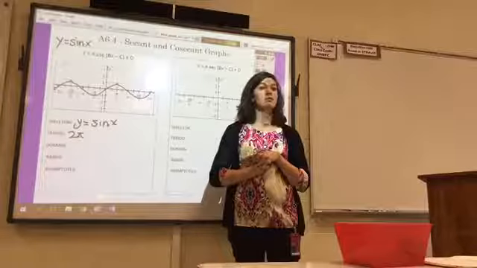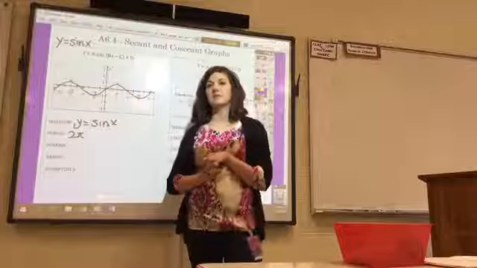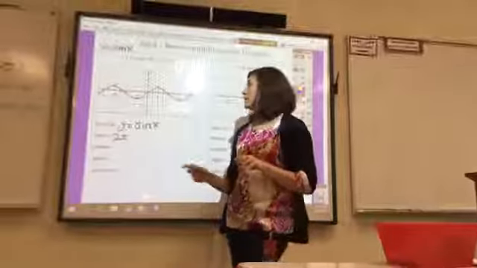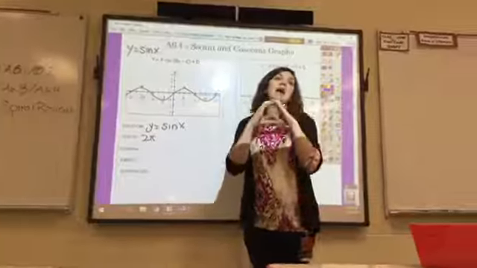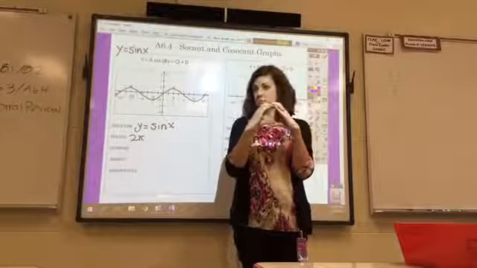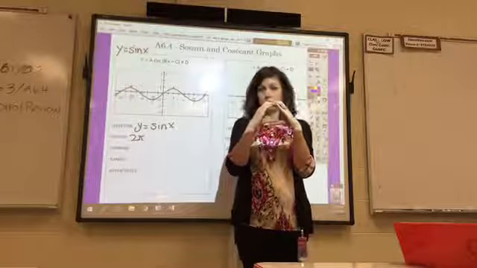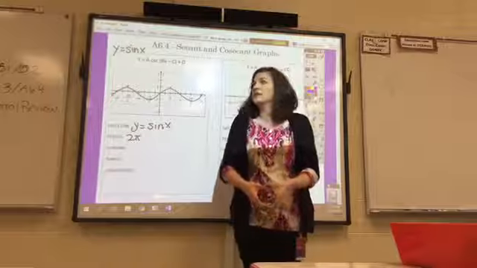Everybody have their sine graph on there? Okay, how do we find cosecant if we know the sine? We flip it, okay? So if I'm standing at 0 and I'm saying that the sine is 0, what happens if I flip that? It's undefined.